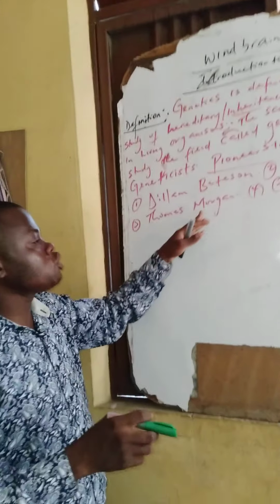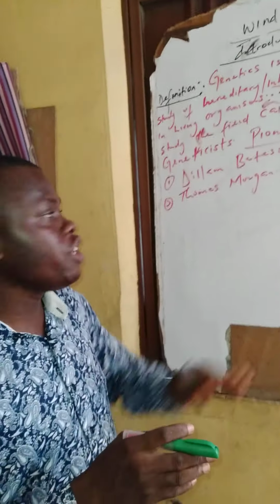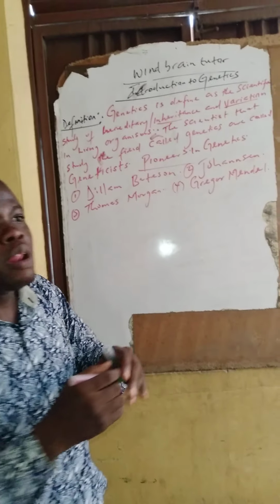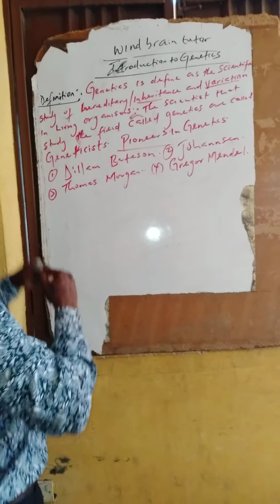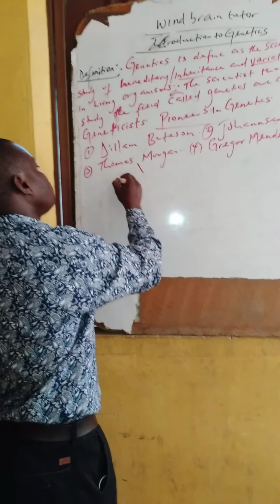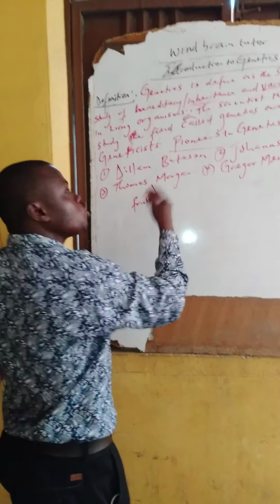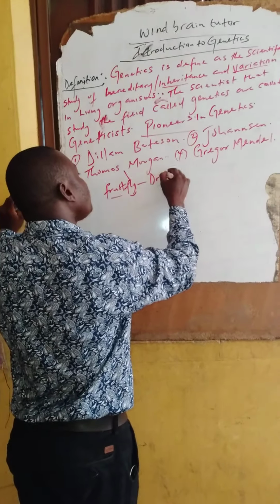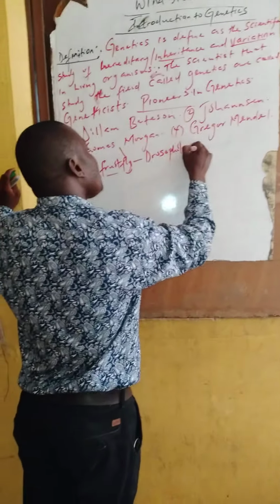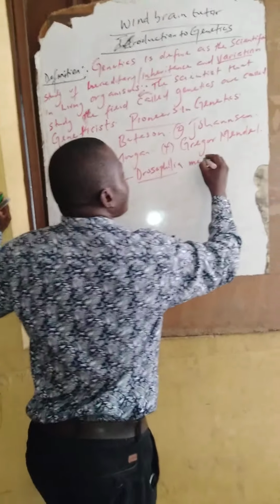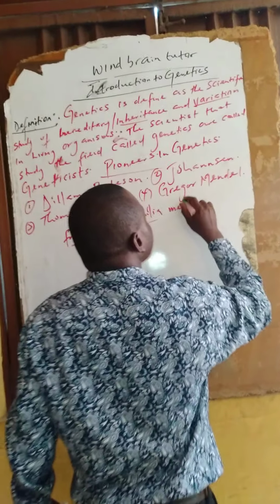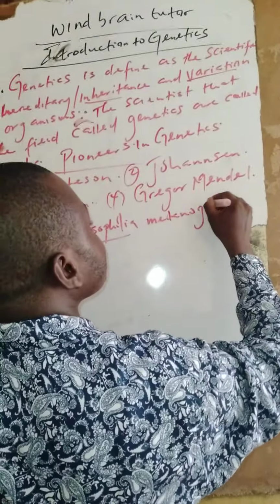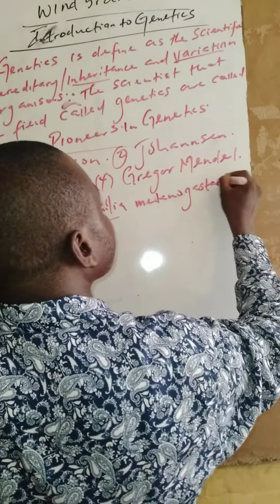This man, called Thomas Morgan, is also a prominent man in the field of genetics because he performed a particular experiment using an insect that we call the fruit fly. His work is also prominent in the field of genetics. He used Drosophila melanogaster. We are going to look at it very well later.